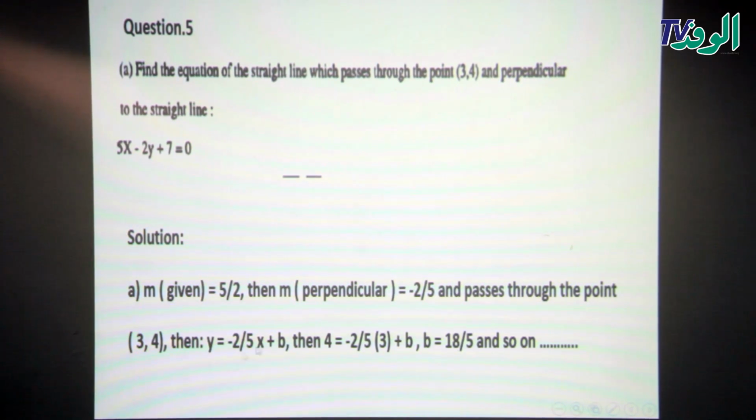It passes through the point 3 4, so the equation is y equal negative 2 over 5x plus b. Replace x with 3 and y with 4. Solve it for b, we find that b is 18 over 5 and so on. So you can write the equation to be y equal negative 2 over 5x plus 18 over 5.